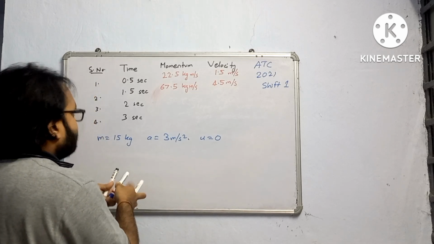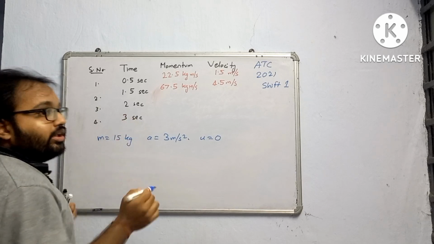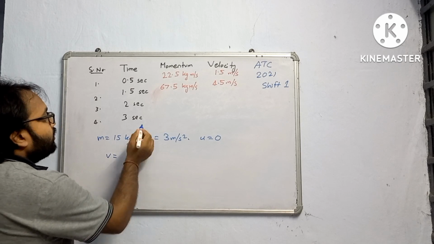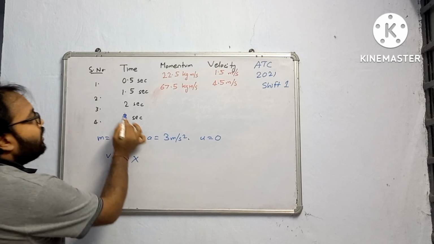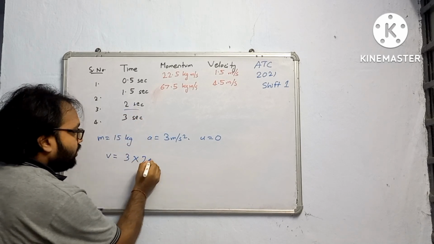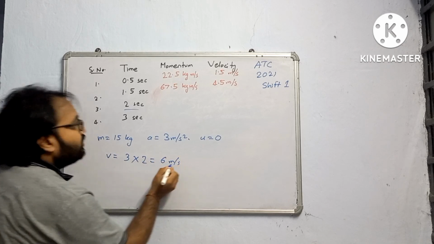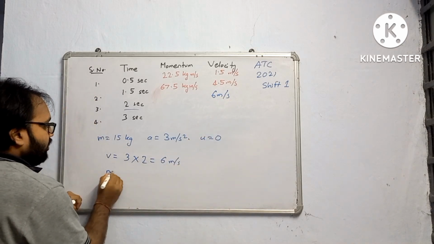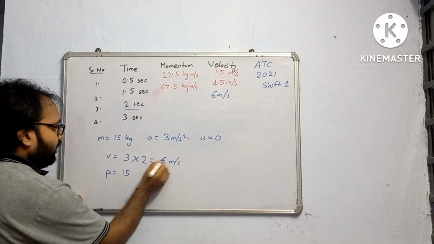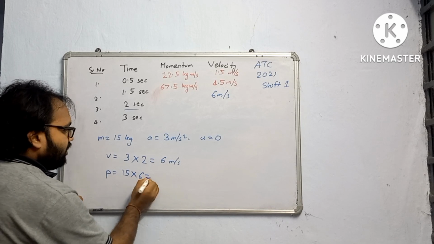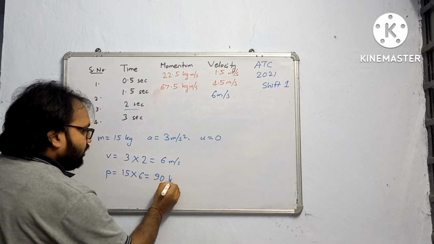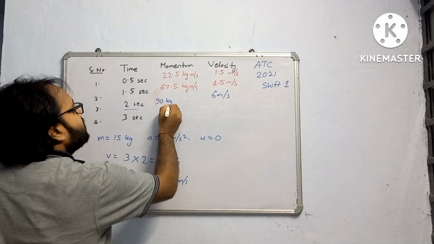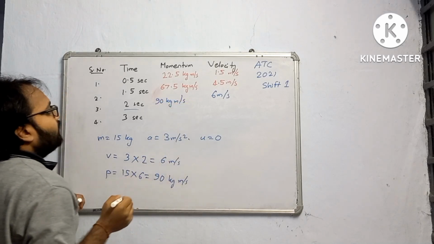Now, let us use different ink. For 2 second, velocity V is equal to U plus AT. Again, U is 0, so A into T. What is T here? 2 second. 3 2s are 6 meter per second. You have got the answer here, 6 meter per second. Momentum P is equal to mv, m into velocity 6, 15 6s are 90 kg meter per second.